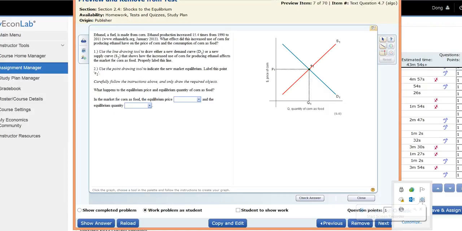This is question number 7 of the final exam. Ethanol, a fuel, is made from corn. Ethanol production increased 15.4 times from 1990 to 2011. What effect did this increased use of corn for producing ethanol have on the price of corn and the consumption of corn as food?